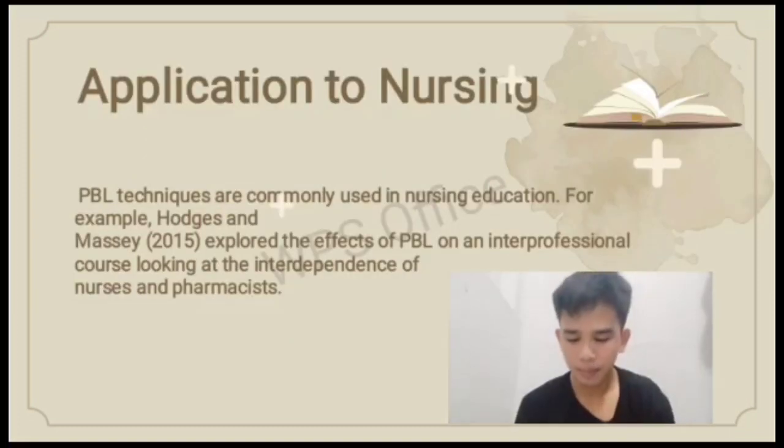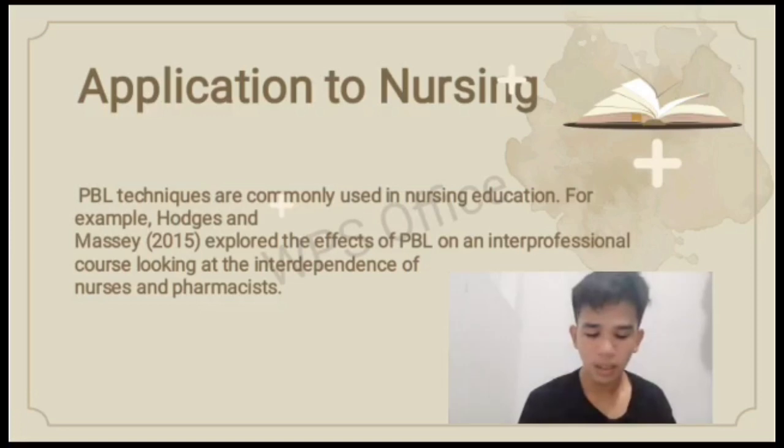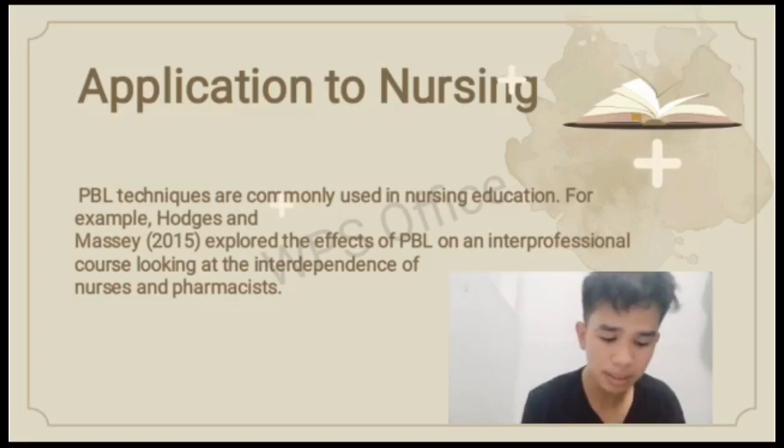Application to nursing. PBL techniques are commonly used in nursing education. For example, explore the effects of PBL on an interprofessional course looking at the independence of nurses and pharmacists. Determine that the PBL activities allow the students the opportunity to explore professional independence while mastering fact-based content.